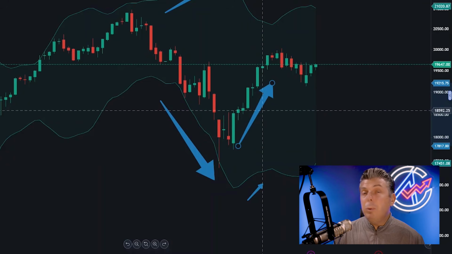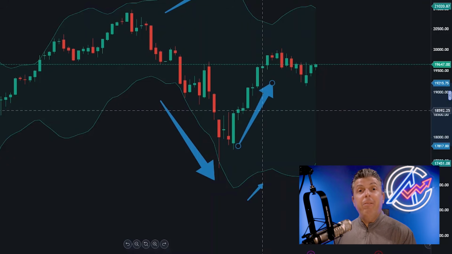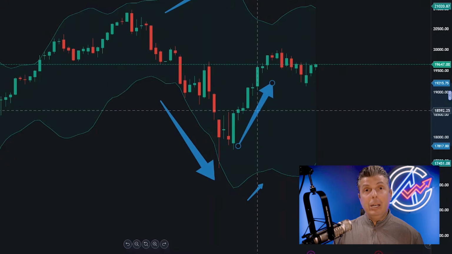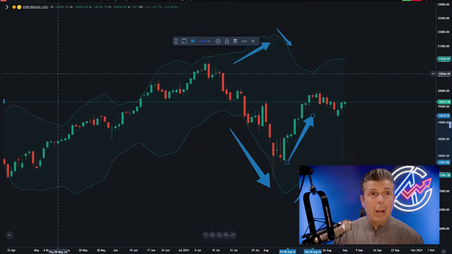Okay? It's pretty simple, but it psychologically keeps me out of fading moves when I shouldn't be. And it keeps me, I believe, more on the right side when I think trends are accelerating back in primary trends or reverting back into primary trends. And let's go back and look at a couple scenarios here where this one I really liked.